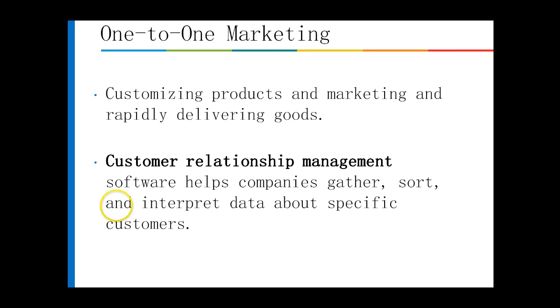One-to-one marketing: customizing marketing to rapidly deliver goods. Customer relationships, helping companies gather, sort, and interpret information. One-to-one marketing, again, these are just other steps that an organization will use in order to build up their relationships with their customers.